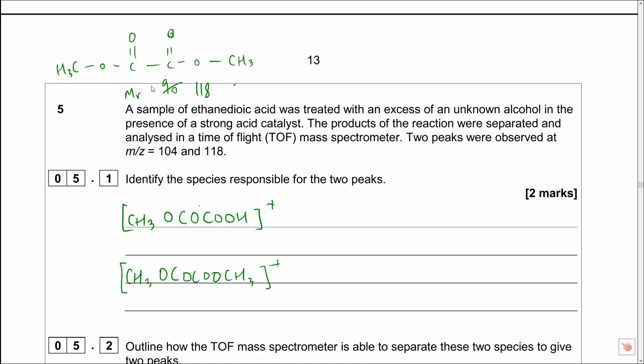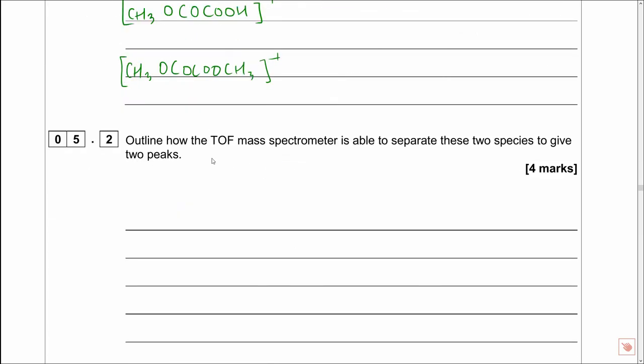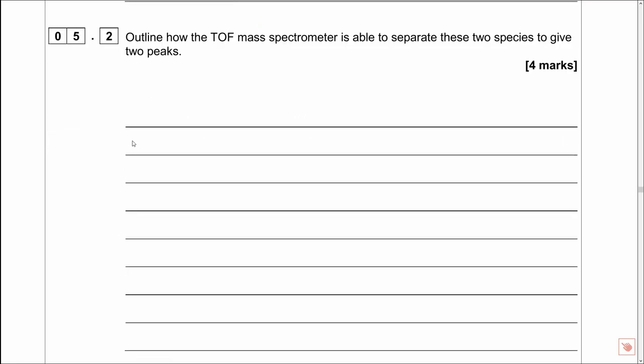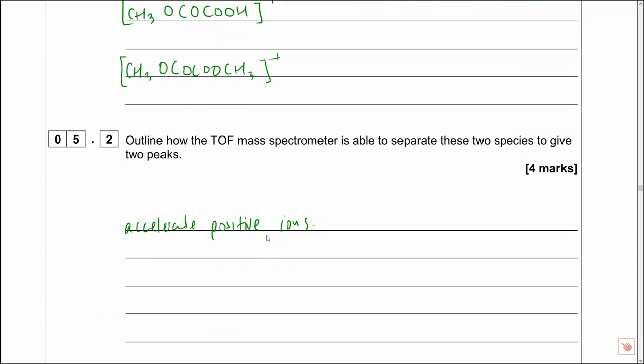You've got to use your understanding of the fact that it is forming an ester to make that leap. And outline how the TOF, time of flight mass spectrometer, is able to separate these two species to give two peaks. Right. So we accelerate positive ions. No mention here.